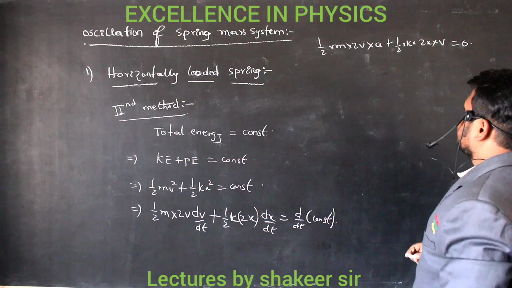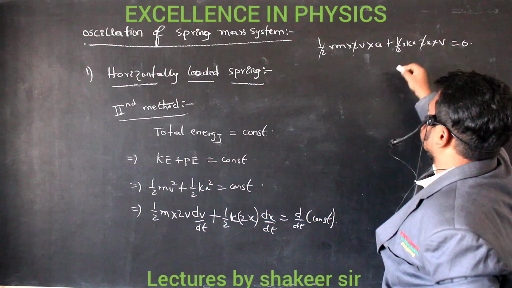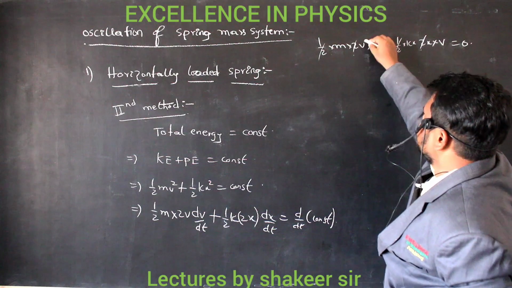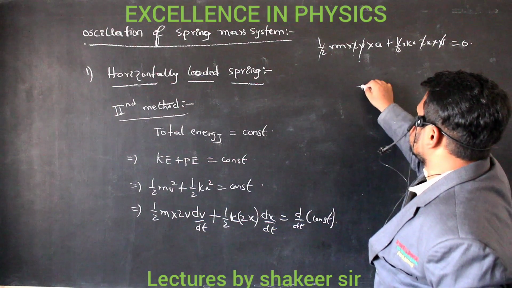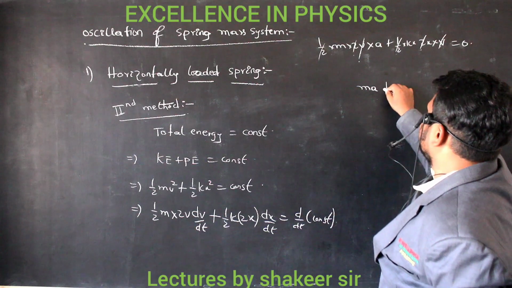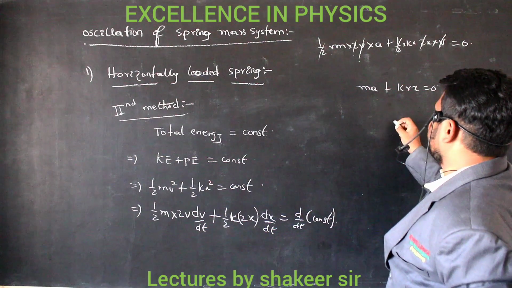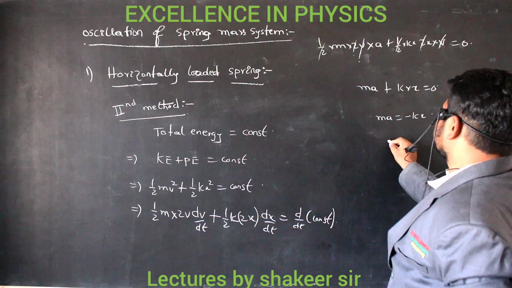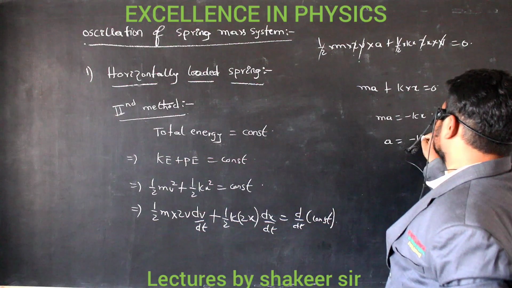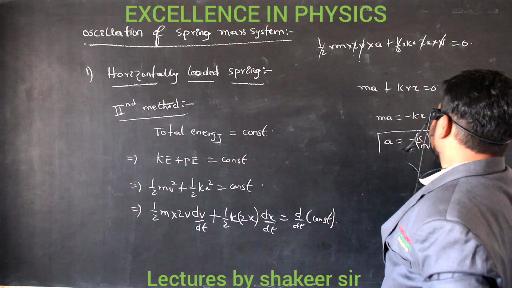Clear? So I got the relation up to here. Now let us see what we can do. So here half and 2 will get cancelled. Now are there any other terms? Velocity and velocity also get cancelled. So what are the remaining terms now? m into a plus k into x is equal to 0. Clear? So therefore m into a is equal to minus k into x. So therefore what is the value of a? Minus k by m into x. So I got the relation up to here.